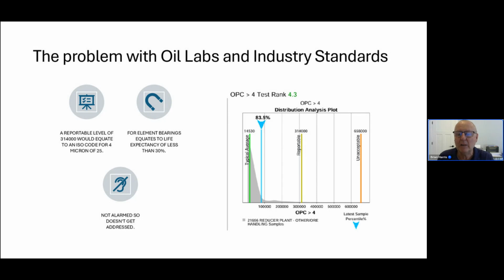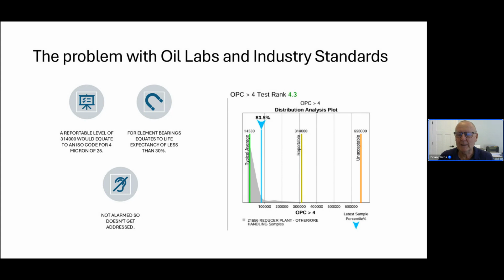The typical average for this particular test is 14,530. So that's the average, and this sample is at 83.5%, so it's below average. What blows my mind is they consider an ISO count of 314,000 as reportable. So it's not even an alarm. To put that in context, that would be an ISO count of 24, 25 before they consider it even reportable.